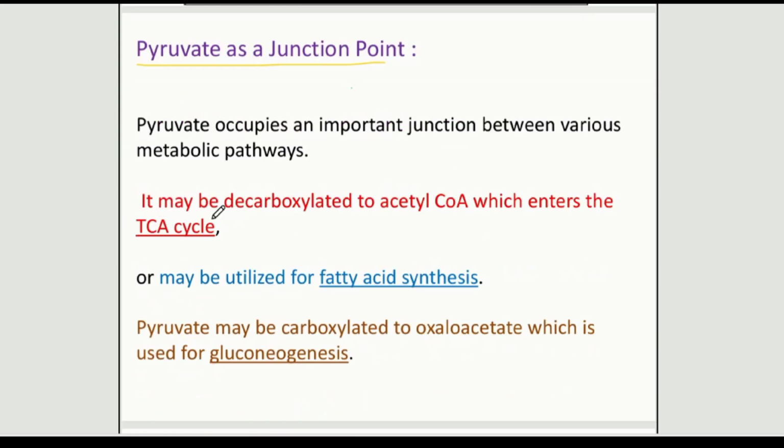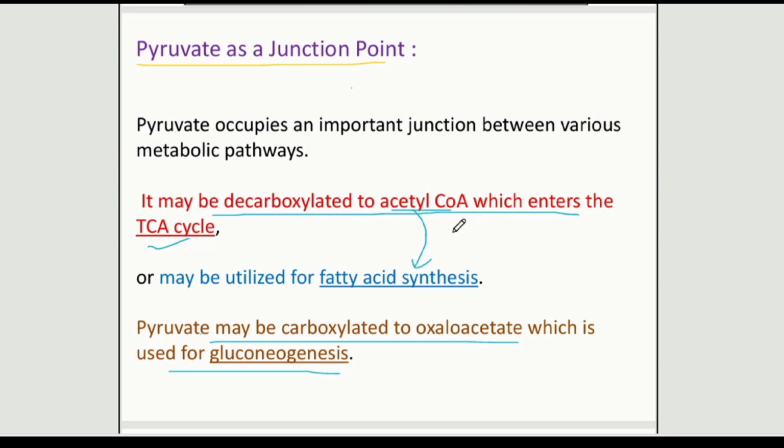Besides that, it can be decarboxylated to acetyl CoA, which enters the TCA cycle, or that acetyl CoA can be used for fatty acid synthesis. Pyruvate may be carboxylated to oxaloacetate, which helps in gluconeogenesis that we will see in the subsequent videos. But for now, you have to remember that pyruvate is a major junction point from where various pathways can be started.